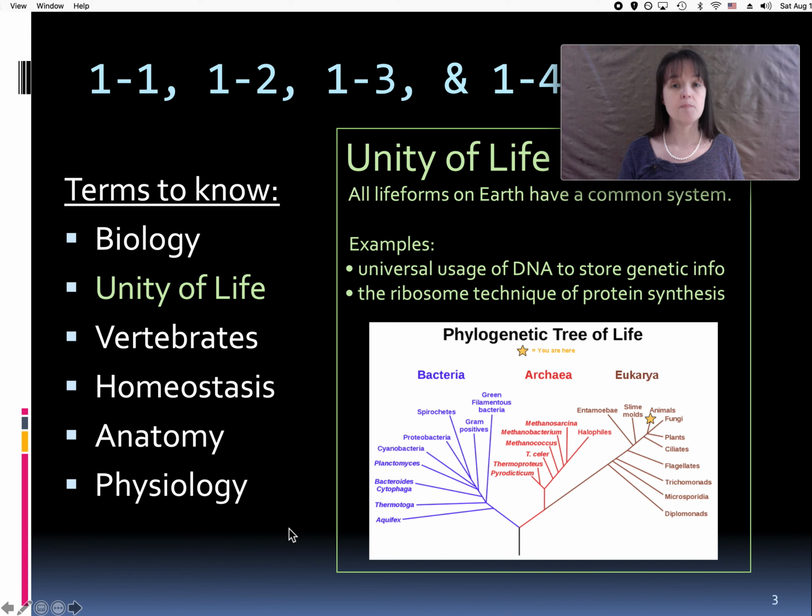Let's define biology. Biology, bio means life. Ology is the study of, so biology is the study of life. The unity of life, and I have a picture of that here. All life forms on Earth have a common system: universal usage of DNA to store genetic information, and the ribosome technique of protein synthesis. So that's consistent on life throughout the planet.